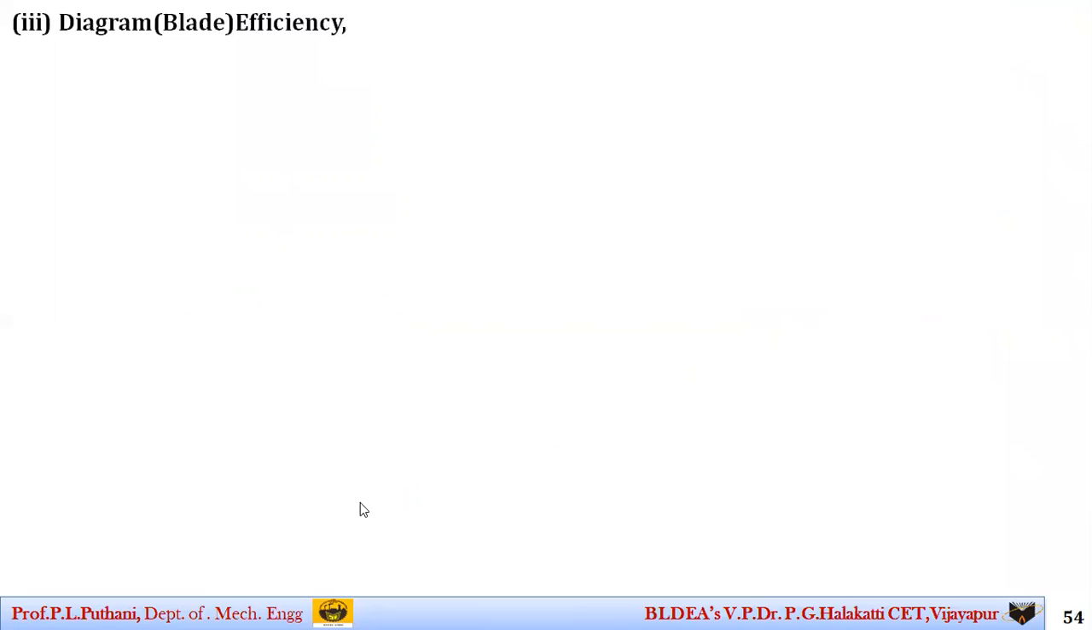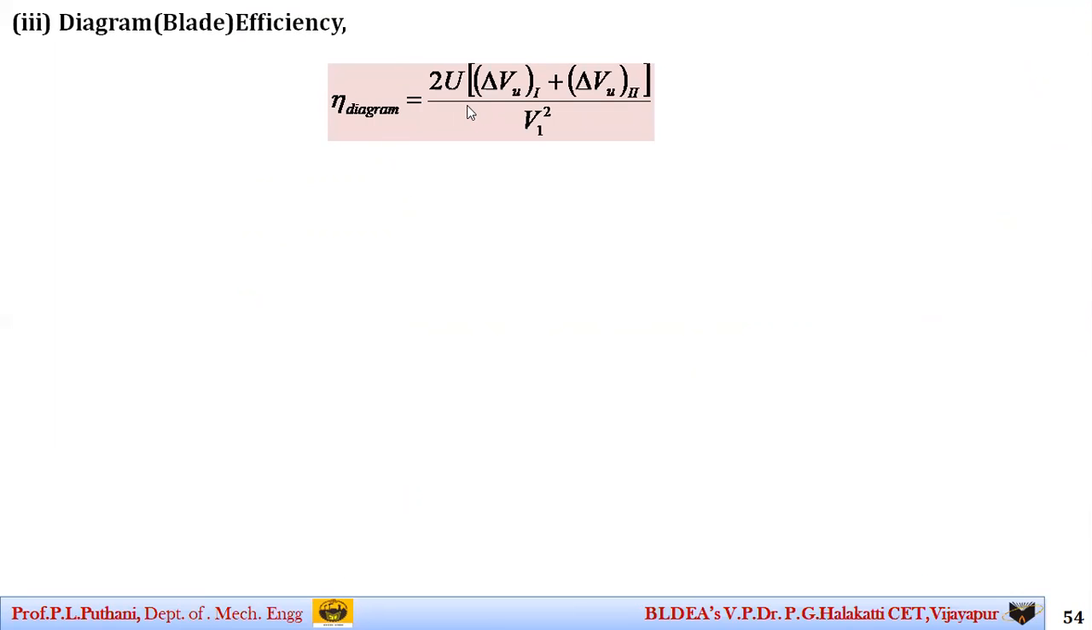And the last, that is the blade efficiency, students. Here the blade efficiency becomes 2u delta vu, and because there are two stages, I write it as delta vu for the first stage plus delta vu for the second stage, summation of both, by v1 square, and I get the answer as 79.34 percent.